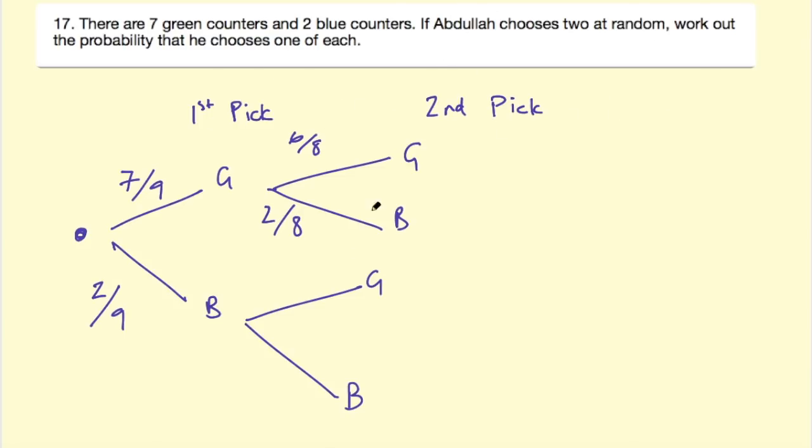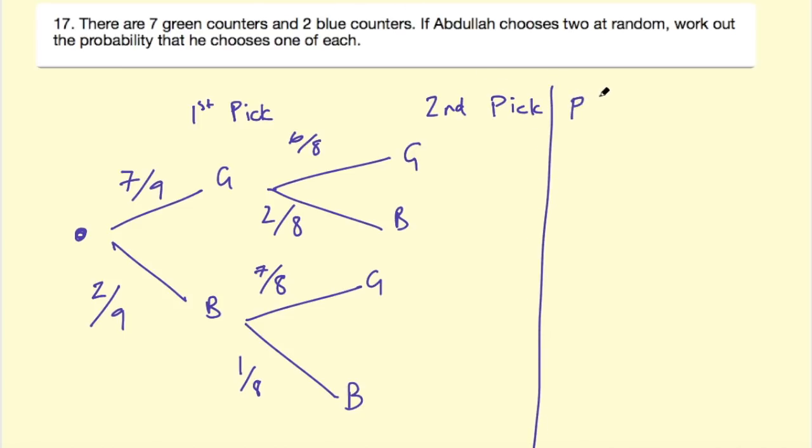And then a green. He's picked a blue the first time, it's 2 over 9. And then picking a green, there are still 7 greens left in the bag, so that's going to be 7 over 8. And then picking a blue again, that's going to be 1 over 8. And then we need to figure out the probabilities of these things.